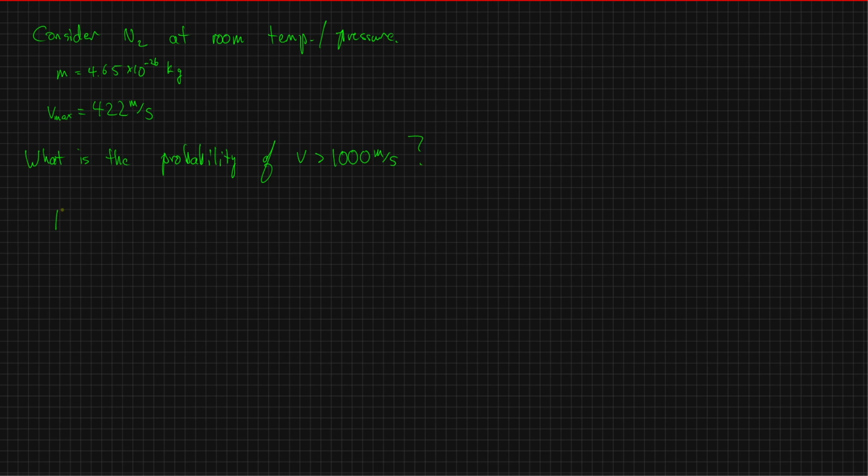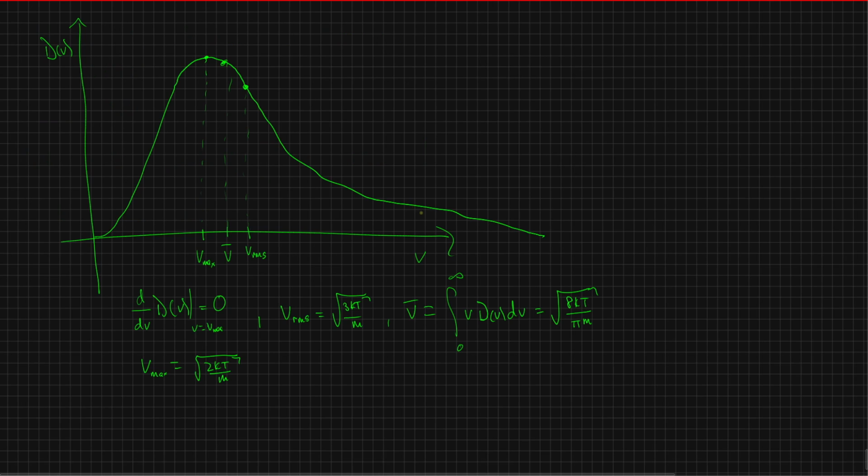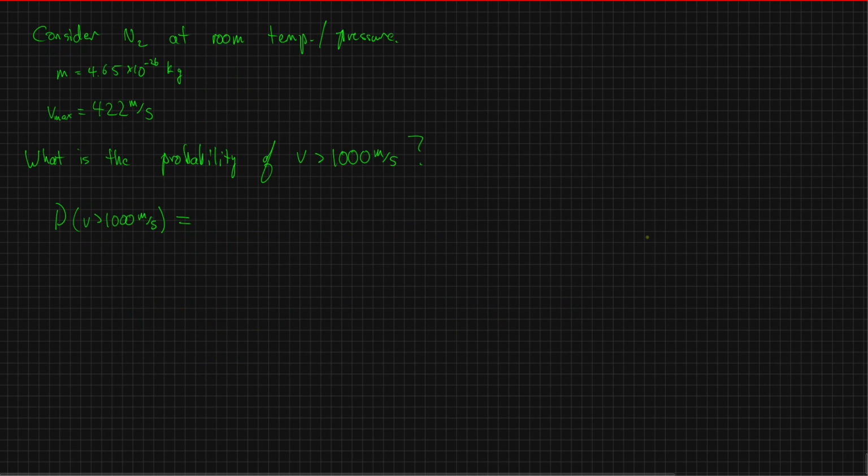Well, we want to calculate the probability of V greater than 1,000 meters per second. What would we do? Anybody? What do we want to do with this distribution? Integrals, integrate. Yeah, Jerry's got it. This distribution is a probability distribution. So if we take that point and integrate it all the way out to infinity, that'll tell us the probability of being greater than that speed.